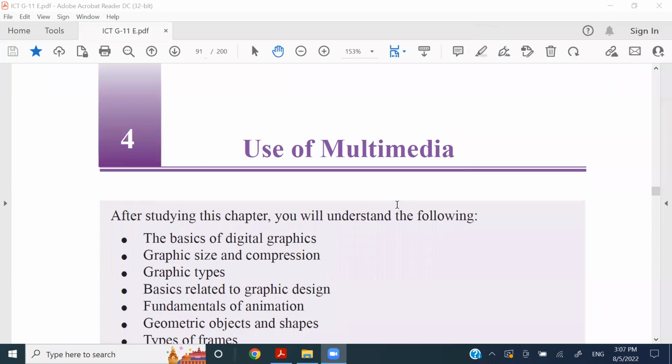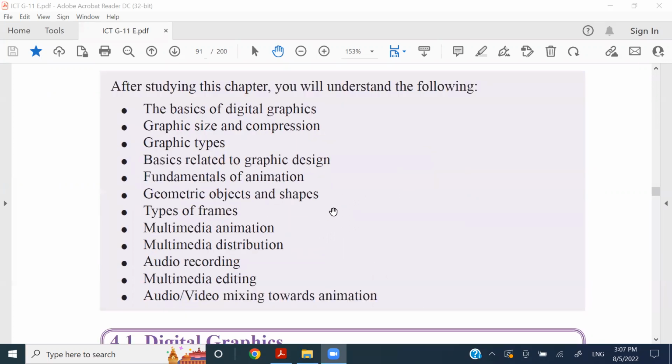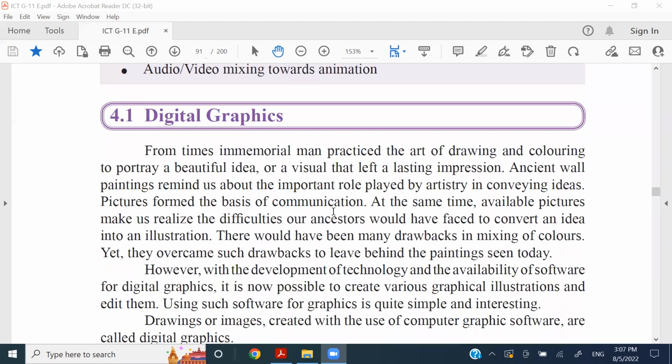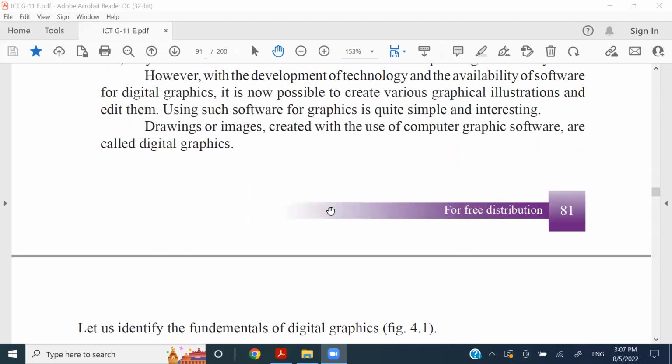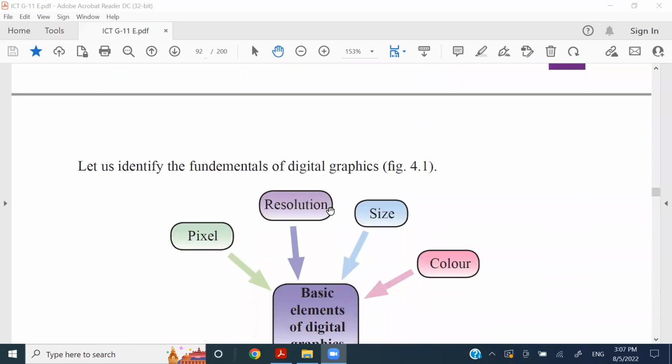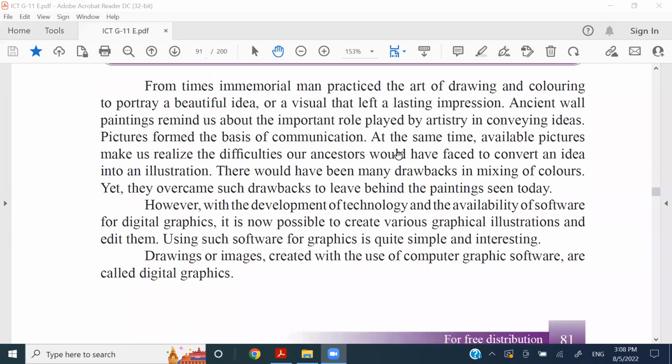Okay, so this is the fourth lesson on the use of multimedia. As I told you, there are four different sections that we have to learn through this lesson: the photo editing part, the animating part, video editing, and audio editing, right? First, they focus on the graphic editing part, about digital graphics. In the first part of the lesson, they introduce some important components regarding a graphic.